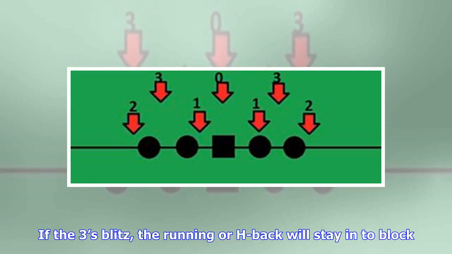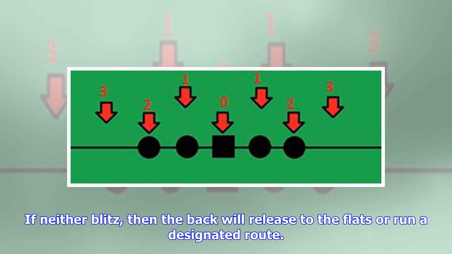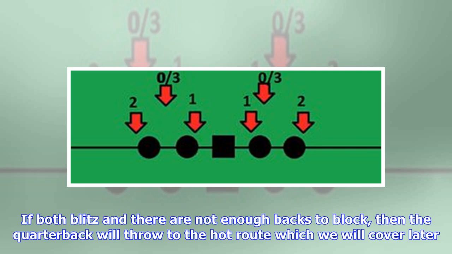If the 3s blitz, the running back or H-back will stay in to block. If neither blitz, then the back will release to the flats or run a designated route. If both blitz and there are not enough backs to block, then the quarterback will throw to the hot route, which we will cover later.